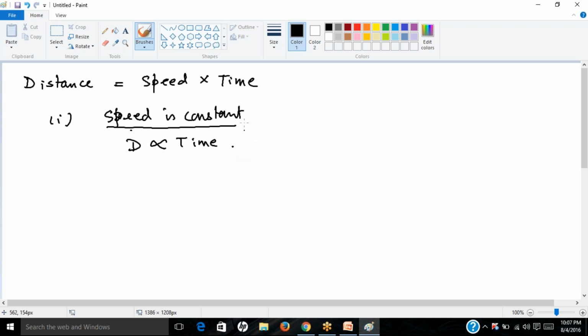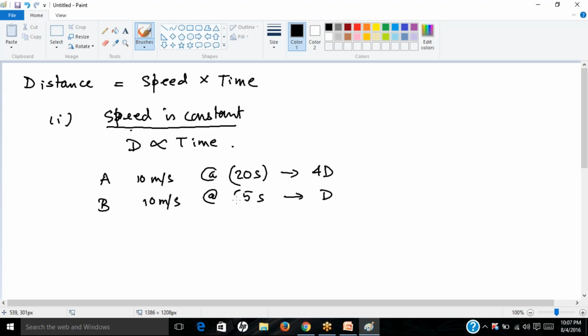So two people, let's say two persons A and B, both travel at 10 meters per second, for example. One travels for 20 seconds, the other travels for 5 seconds. The distance B covers, obviously A will cover 4 times the distance, because A travels for 4 times the time. So we say that distance is directly proportional to time.